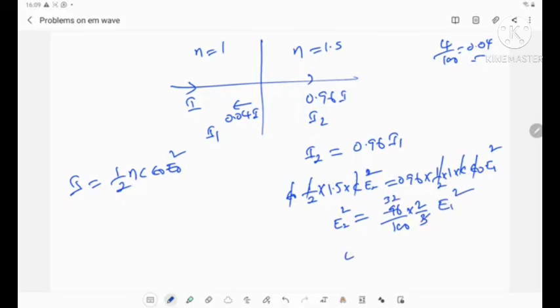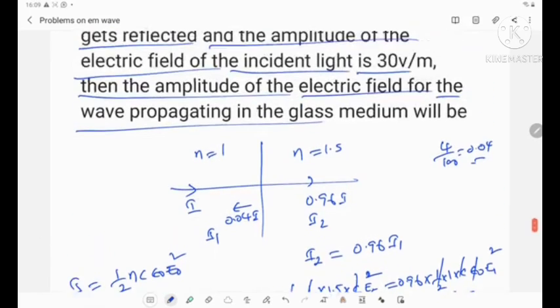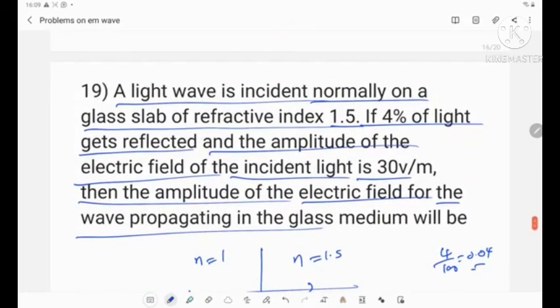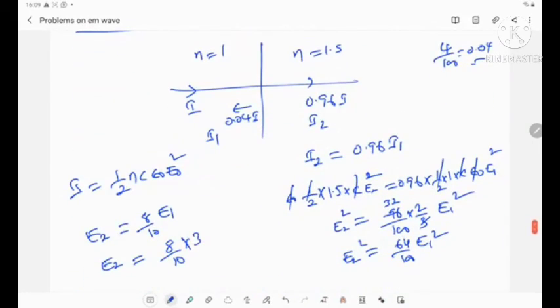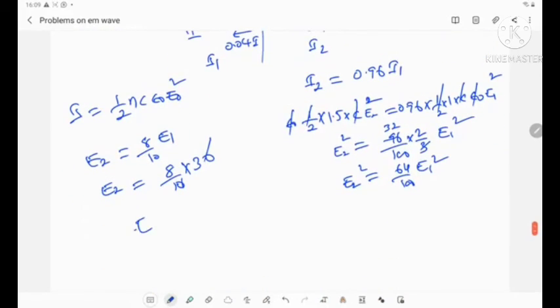Therefore E2 square is equal to 64 by 100 E1 square. Therefore E2 is equal to 8 by 10 E1. E1 in the first medium is given as 30 volt per meter. This is 30. Therefore, E2 is equal to 24 volt per meter.